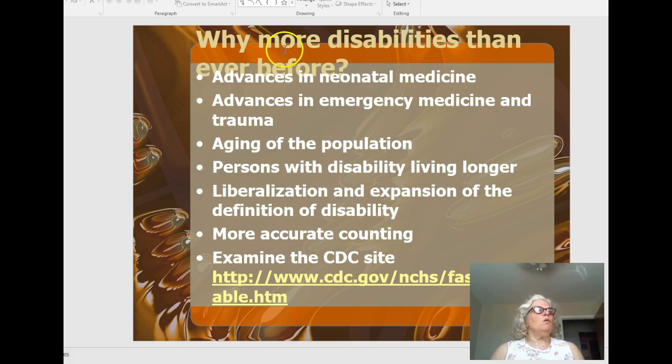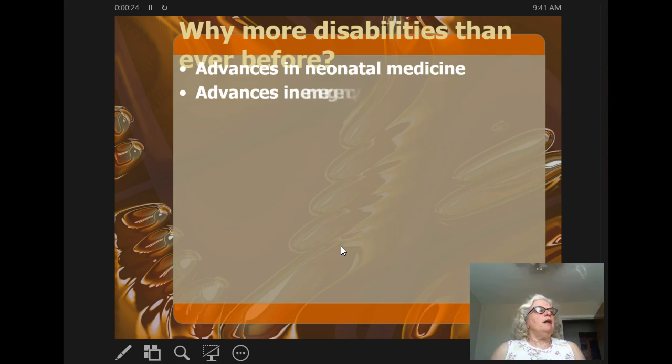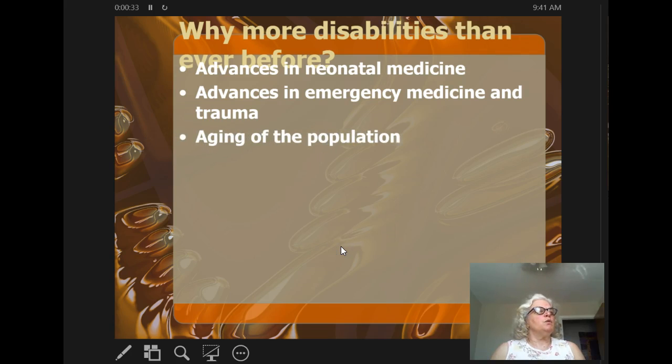So why are there more disabled people than ever before? I've moved this to the full PowerPoint because you'll be able to see it a little bit better here quickly instead of it overwriting. A lot of it is no surprise to you. We've got advances in neonatal medicine. We keep more children alive. We keep children alive born less than a pound today, and they have some severe problems when born at that lower level. We know multiple births are more likely to have things like CP, and other problems.